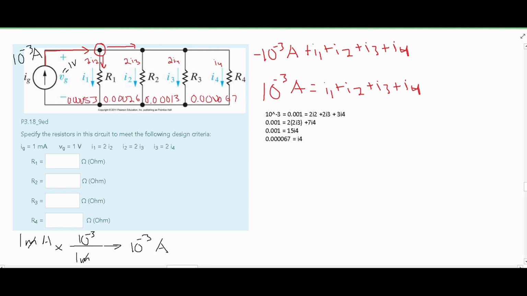If we multiply our I4, as we have to do right here, we're going to get that our I3 is 0.00013. And if we do the same thing here, where we take 2 and multiply by I3, we are going to get this 0.00026. And lastly, if we take our I1, which is 2I2, we are going to get 0.00053. So these are all the currents flowing through these resistors.